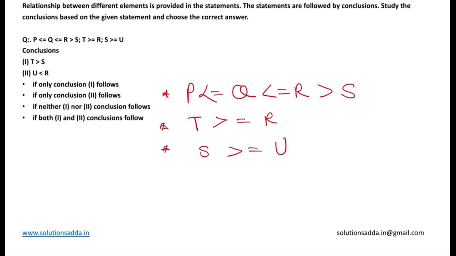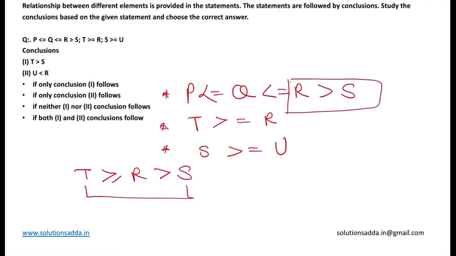Now let us check if conclusion 1 follows or not, that is T greater than equal to S. Since T is greater than equal to R from the second statement, and here we see that R is greater than S, since T is greater than equal to R and R is greater than S, hence T is also greater than S. This follows from combining statements 1 and 2. Therefore conclusion 1 follows.